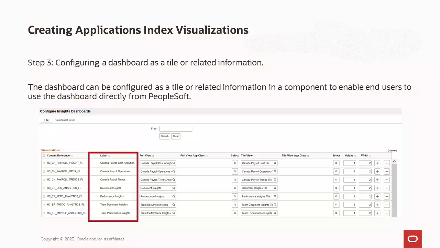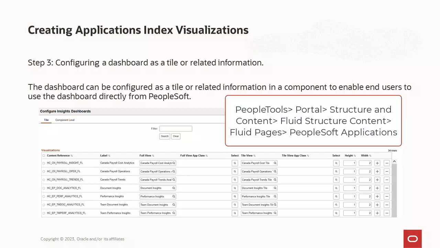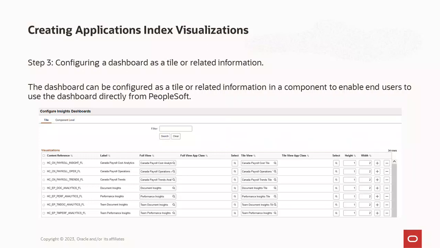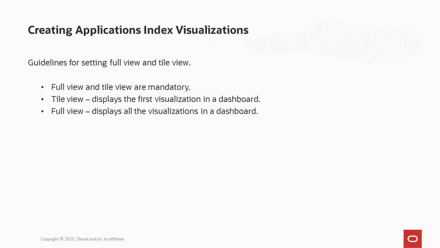The label appears as a tile header and is seen by an end user. You can use spaces in a label. The content reference is stored at this location: Fluid Structure Content, Fluid Pages, PeopleSoft Applications. In addition to the Search Administrator role, you must also have the Portal Administrator role, which is required to create content references. When you set a dashboard for tile view, the tile displays a visualization when the tile is loaded.